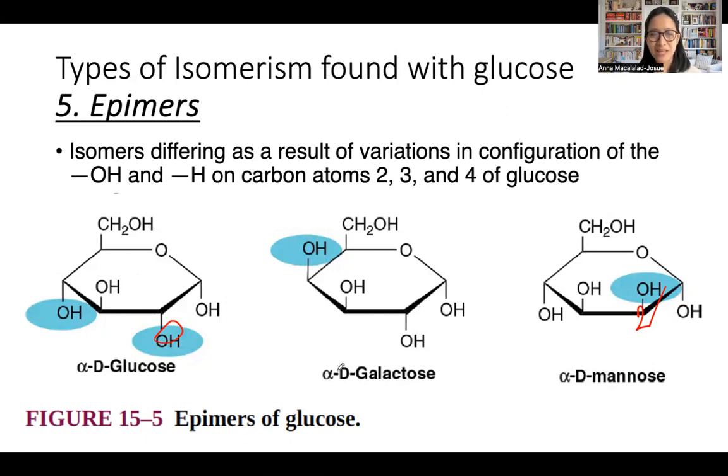Okay? So again, with your galactose, the hydroxyl group in carbon 4 atom is here. So it becomes galactose. When this one in carbon 2 changes position, it's no longer glucose, it becomes mannose. Okay?